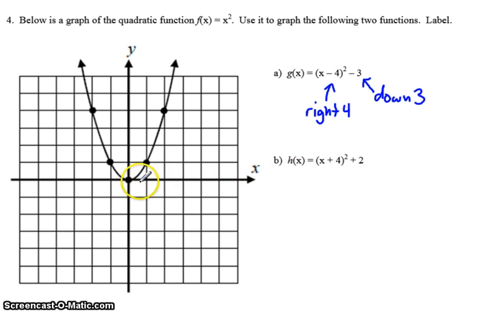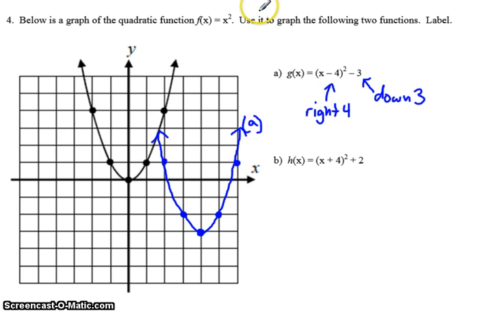So what I'm going to do is just take it point by point like we did before, and I'm going to move to the right 4 and down 3. Here's my vertex. To the right 4 and down 3, and so on for each point. And there is my part A because it wants us to label.